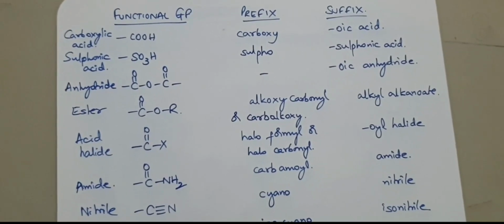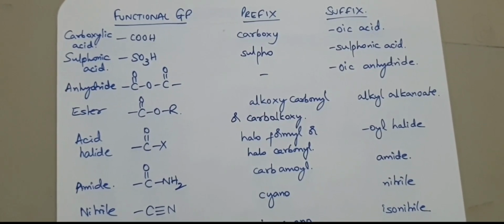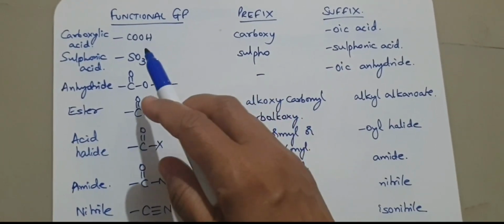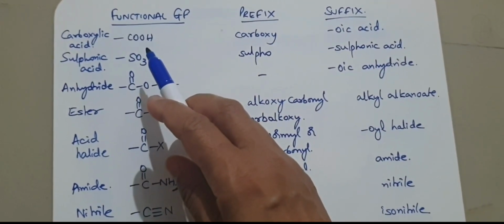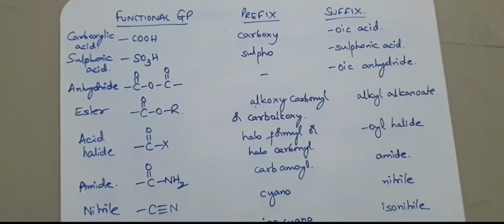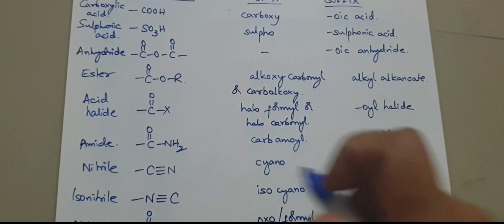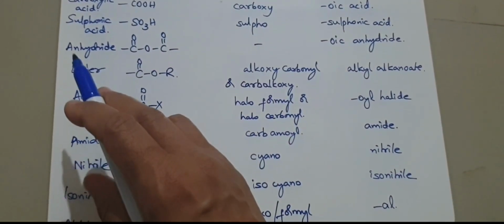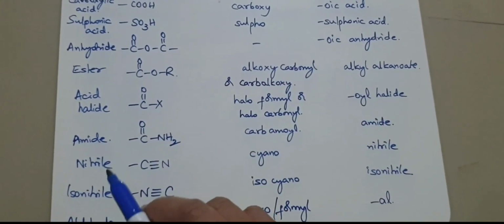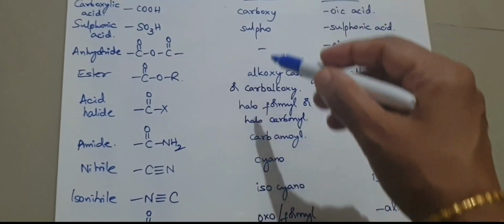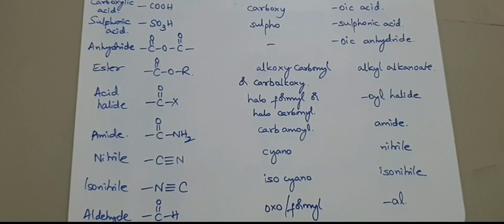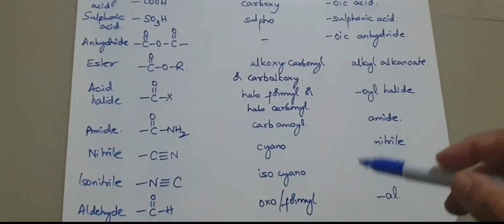So now let us see how to name the compounds with functional groups. First of all, you should understand that whenever you have a functional group, it can either be written as a prefix or a suffix depending on whether this functional group is considered as the priority functional group or a substituent. If it acts as a substituent, then we write the prefix. If it is considered as the functional group, then we write it as a suffix.